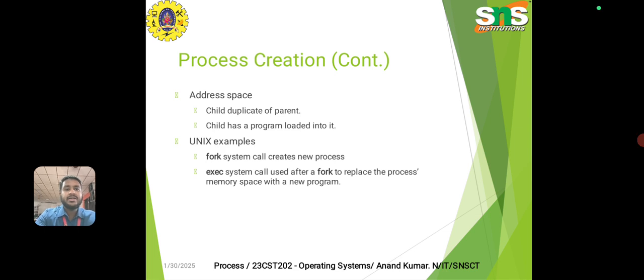Process creation also involves the address space, and we have a Unix example. In the address space, the child is a duplicate of the parent, and the child has a program loaded into it through the parent. In Unix usage, the fork system call creates a new process, and the exec system call is used after fork to replace the process's memory space with a new program.